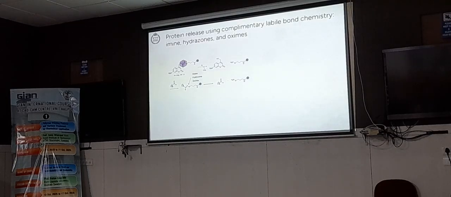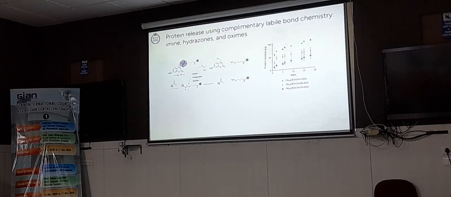Then after this reaction, you have this imine, the hydrazone or the oxime. And then over time, since this group, as I said at the beginning, is related to the equilibrium, it's influenced by the hydrolysis, and at different time points this growth factor will be released. And we can see that the protein is released at different time points.